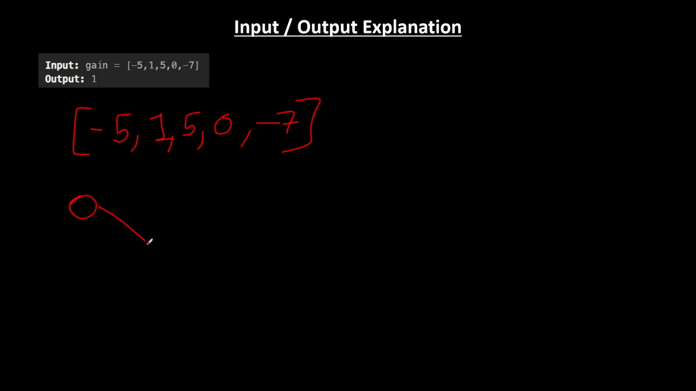Then he goes to minus 5. Fine. Then he goes to 1. Then he goes to 5 again, positive value. Then it's 0, right? So let 0 be somewhere between minus 5 and 1. Let it be somewhere here. Okay. Then again it goes to minus 7. So according to the array, the altitudes are like this, and the output is 1.